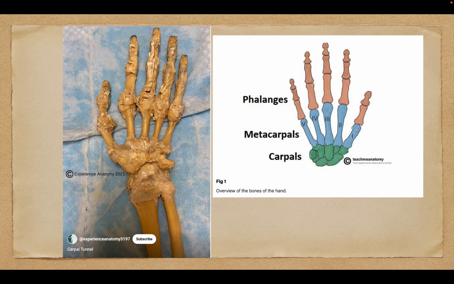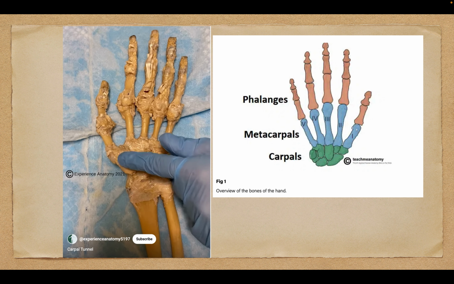Let's first take a look at the wrist. As we learned back in the skeletal system, the hand is made up of the carpals, metacarpals, and phalanges. We can see this in the diagram, and then I pulled this video from Experienced Anatomy, an anatomy education provider that uses real specimens to give a better understanding of what these bones look like.